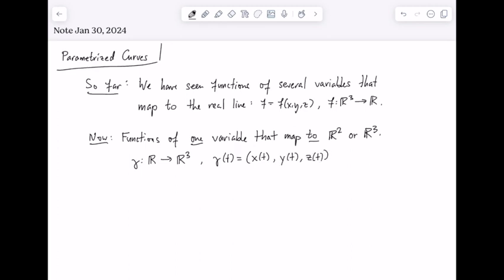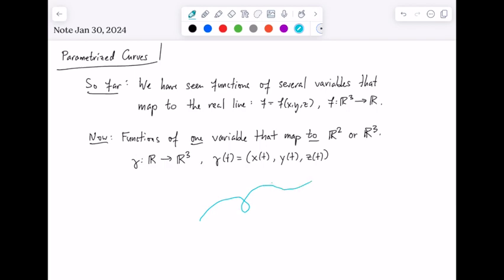All right, so if you imagine the movement of a particle tracing out a path in space, maybe this way, then at any single time t, it has coordinates x of t, y of t, z of t.